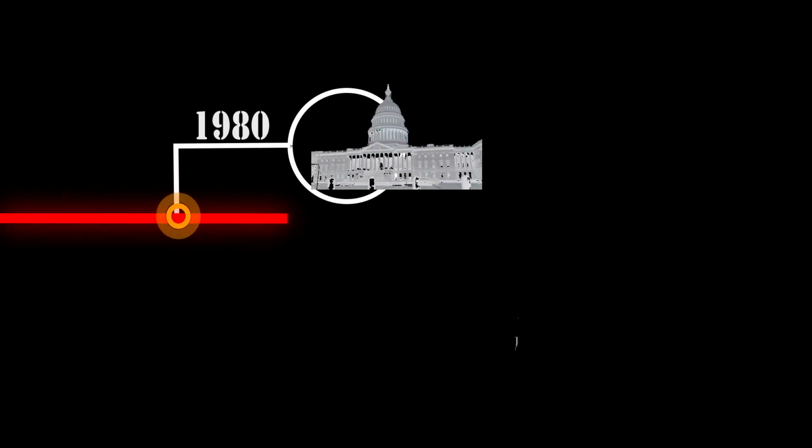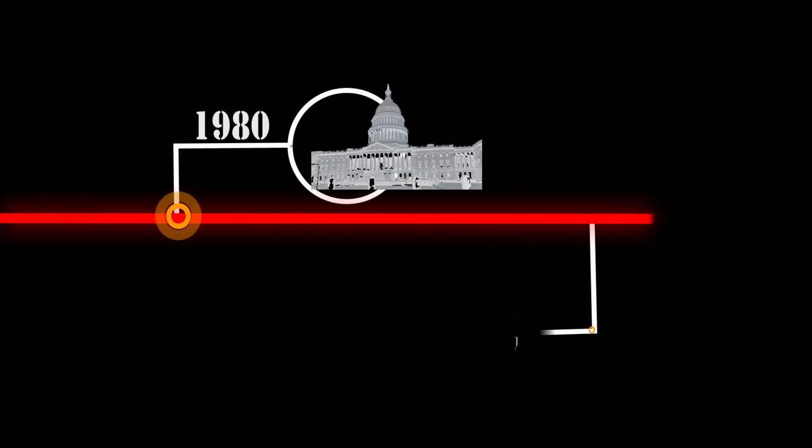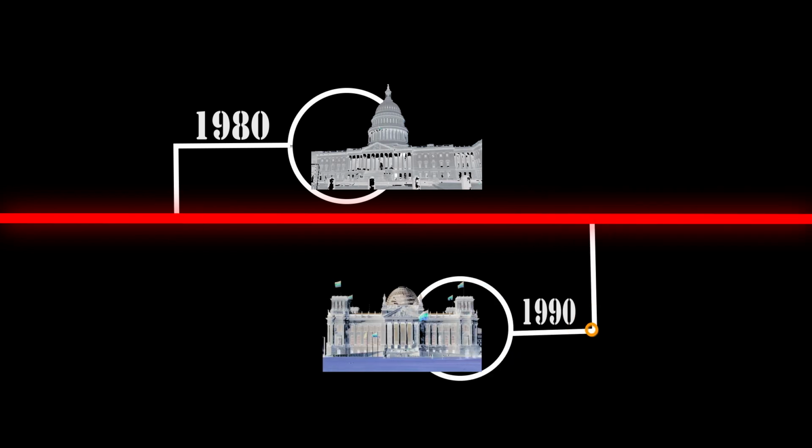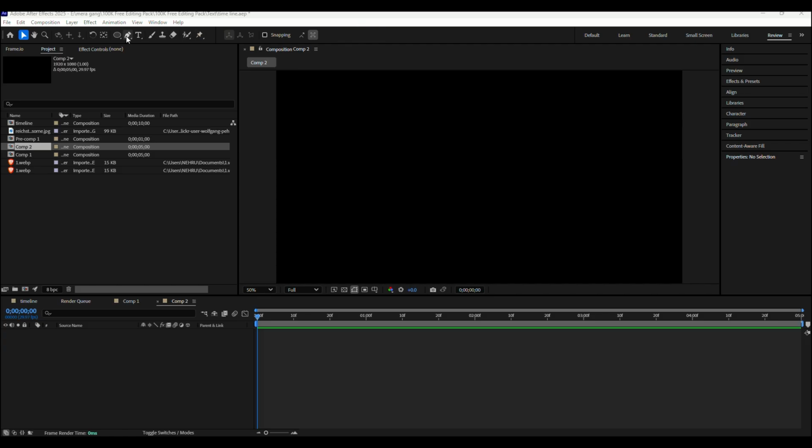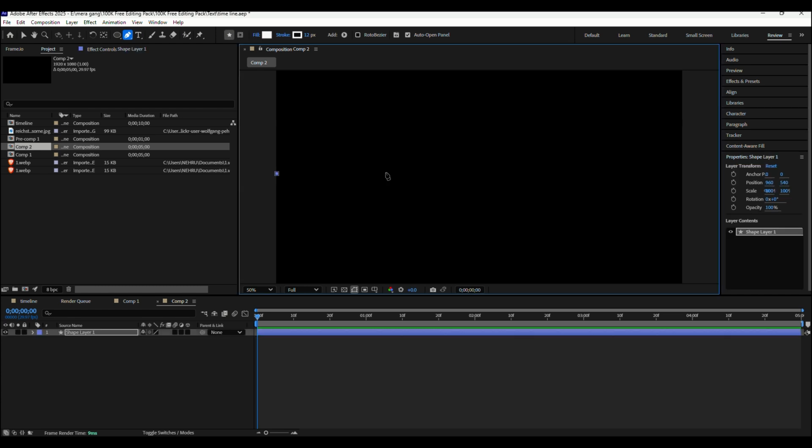To create a catchy timeline animation with the steps, let's break it down step by step, ensuring the process flows smoothly in After Effects. 1. Create a new composition. Open After Effects, go to Composition, New Composition, and create a line animation.